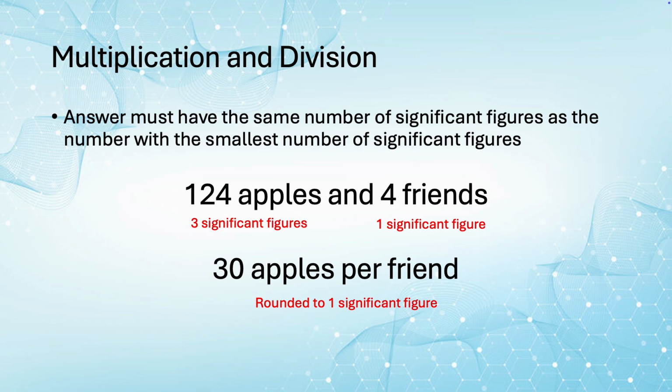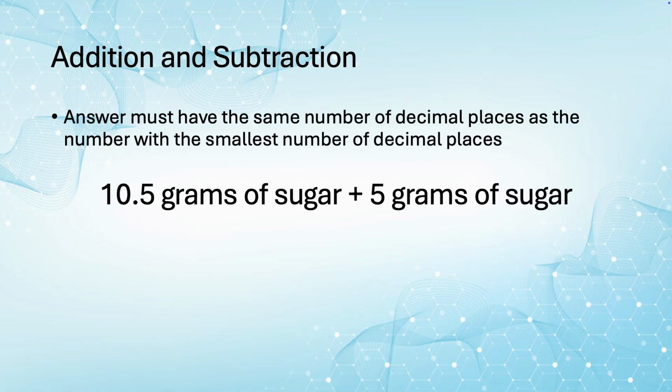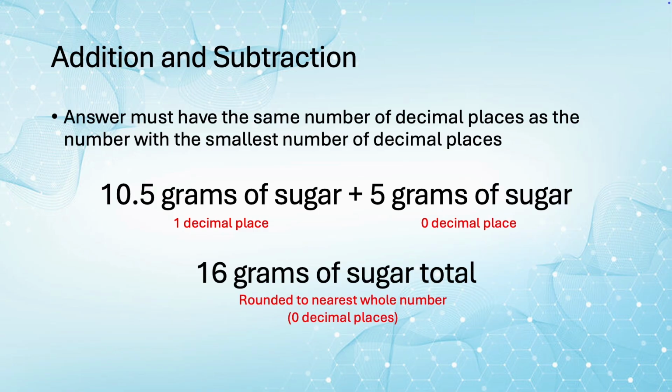In addition and subtraction, we don't care about significant figures, but we care about decimal places. Our answer must have the same number of decimal places as the number with the smallest number of decimal places. For instance, if I measured out 10.5 grams of sugar and then another 5 grams of sugar, how much total sugar did I measure out? Well, we have 1 decimal place in 10.5 grams and no decimal places in 5 grams. So our answer should have no decimal places. Therefore, our answer will be rounded to the nearest whole number, or 16 grams.